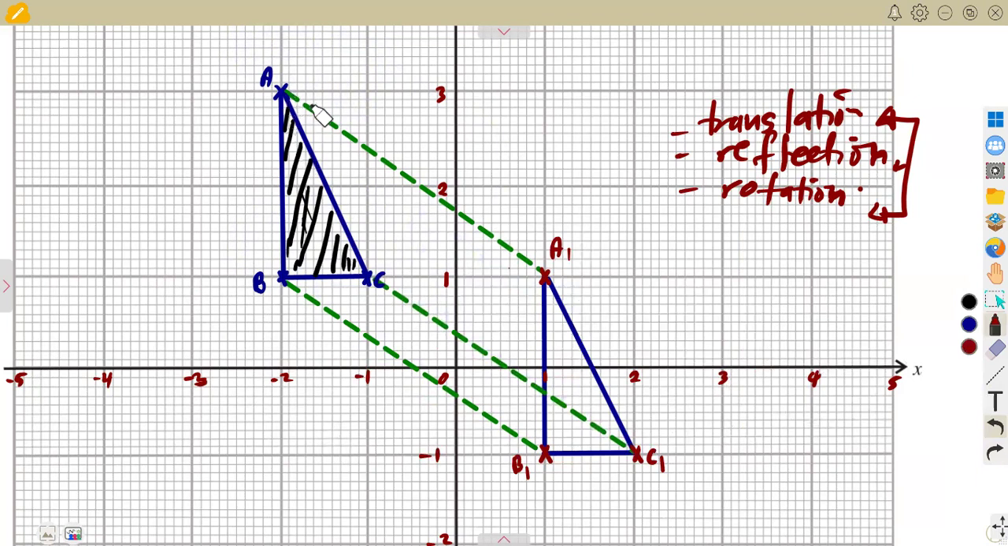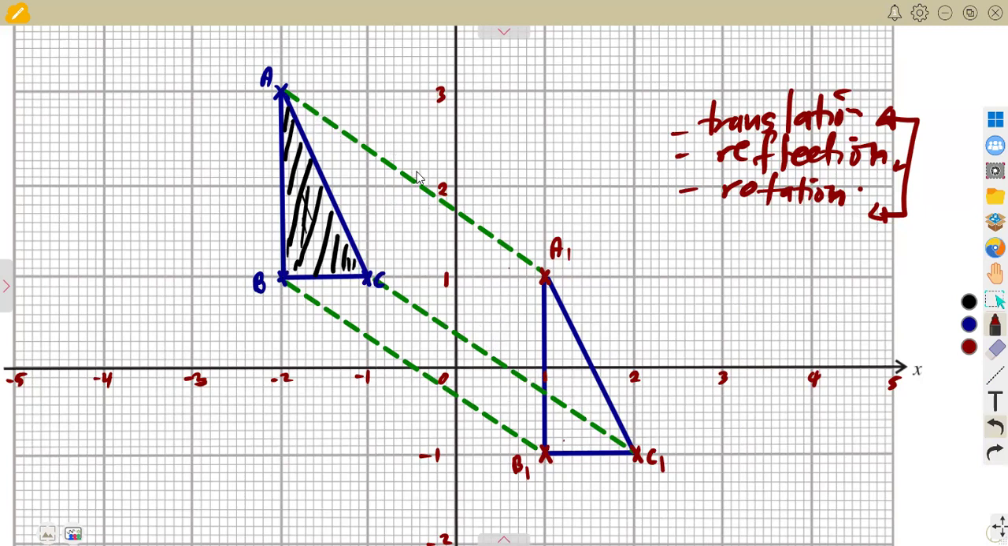You join A to A1, B to B1, C to C1. When you have joined these points, use broken lines like this. Don't use a continuous line, because if you use it continuously, it's like you're forming another shape. Now, what are you seeing on this part?